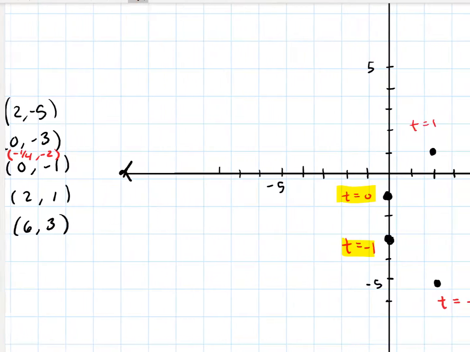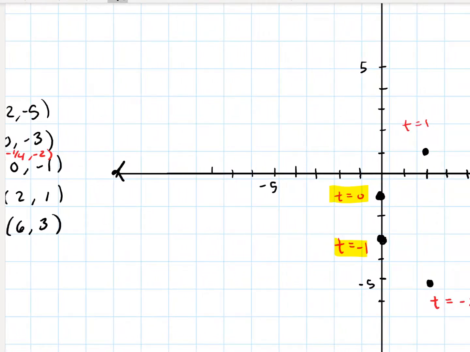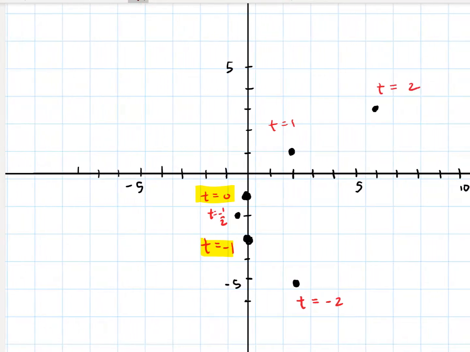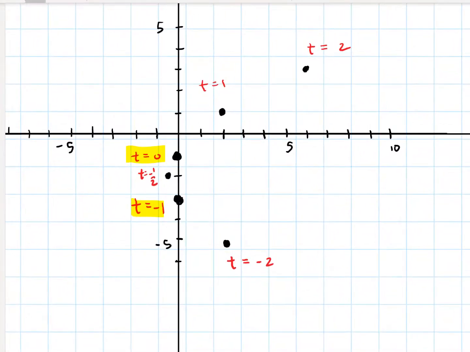And notice what that does. So I would have the ordered pair -1/4 and -2. And that puts a point right here for t equals -1/2. And that's exactly what I was suspecting, that we might have had a point that we were missing simply based on what I picked for my parameter.